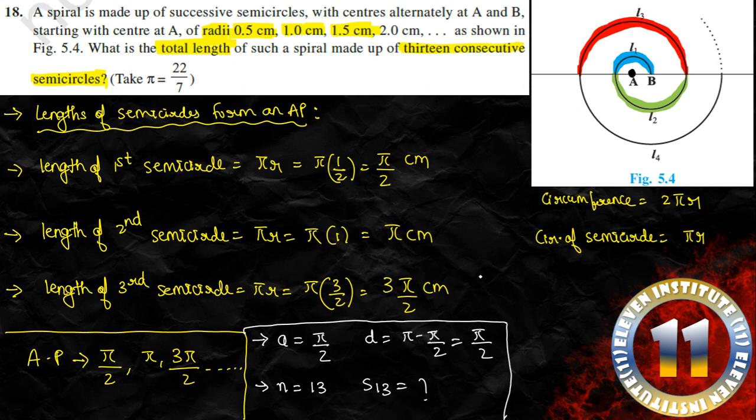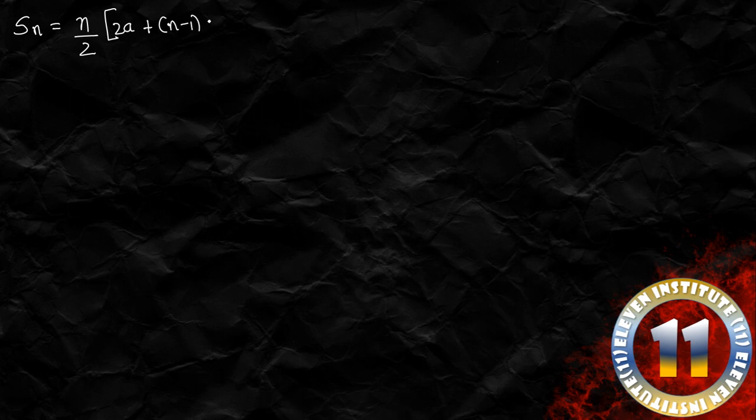Fine. I hope you have written this. Let us now find the value of S13 by applying the formula. So what is the formula? Sn is equal to n by 2 into 2a plus n minus 1 into d.